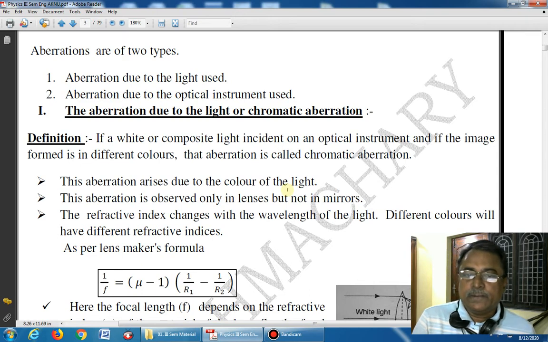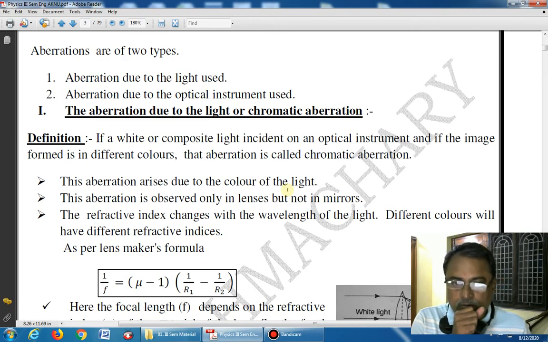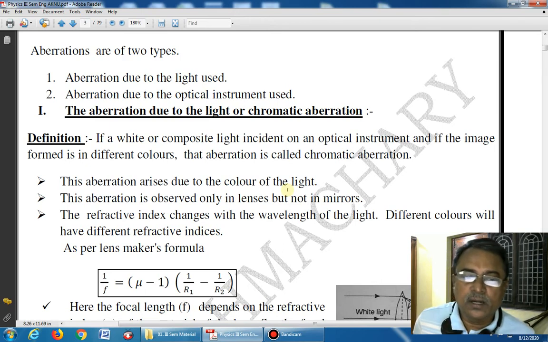Coming to the reasons, this chromatic aberration is observed or arises only in case of lenses, but not in mirrors. Why?